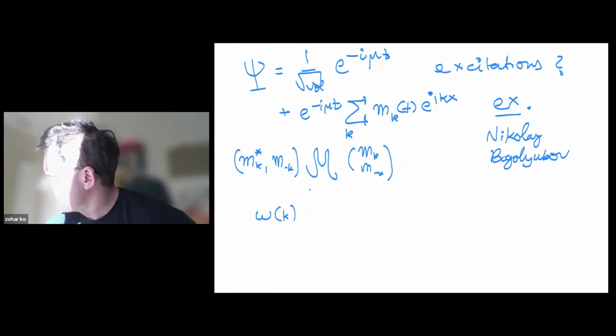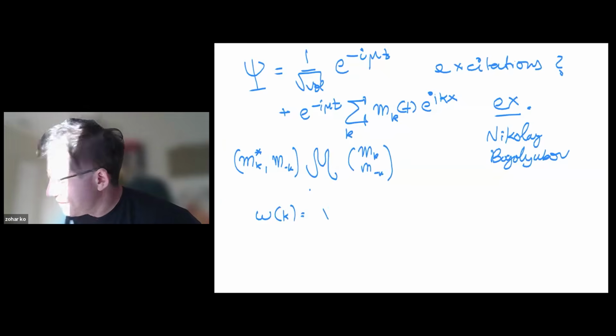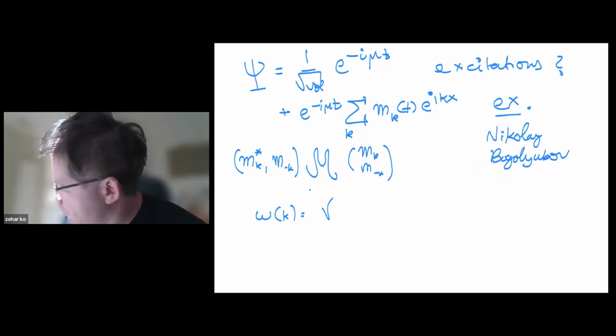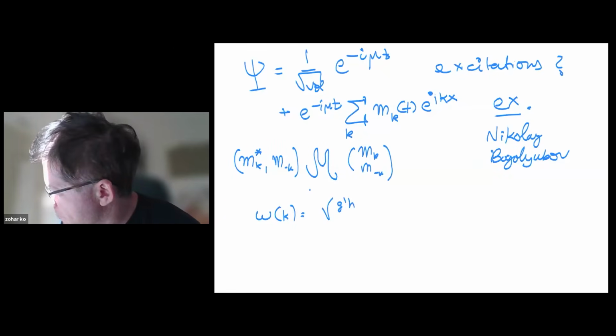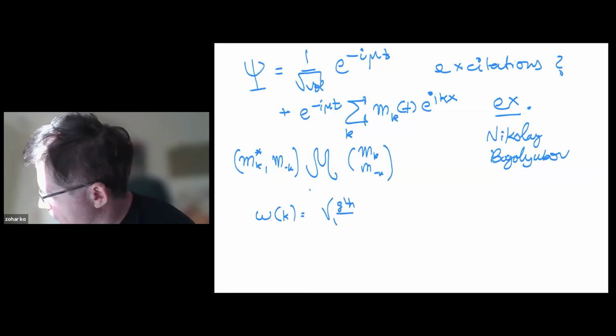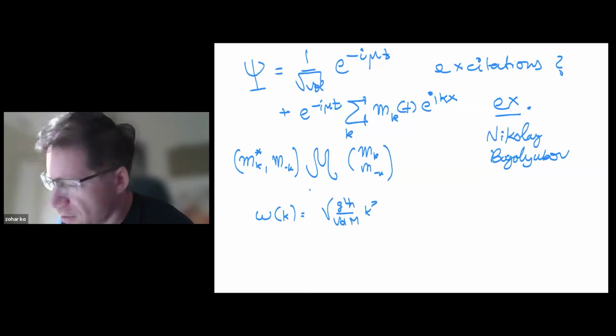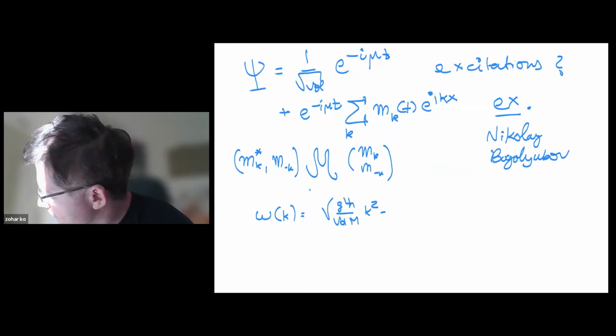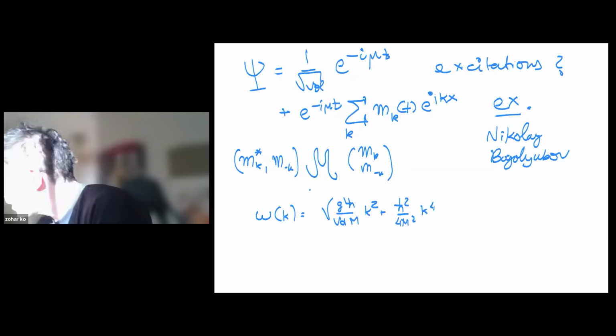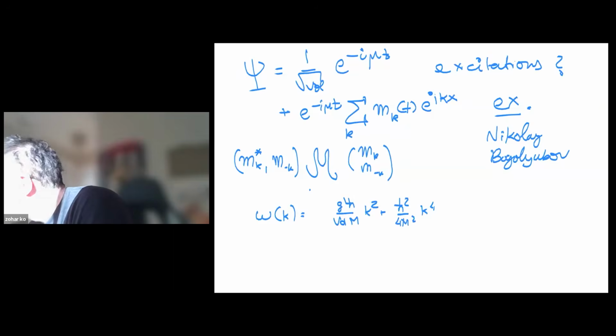The frequencies that you encounter are functions of k, and they are given by the following formula. I'll have to explain now many things. This is like the conceptual piece of this whole story. G prime h bar over volume times the mass times k to the power 2 plus h bar squared over 4m squared k to the power 4. I'll put the square root.